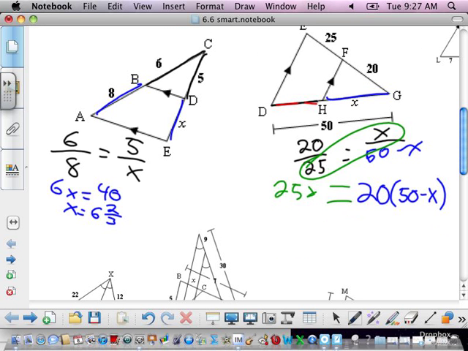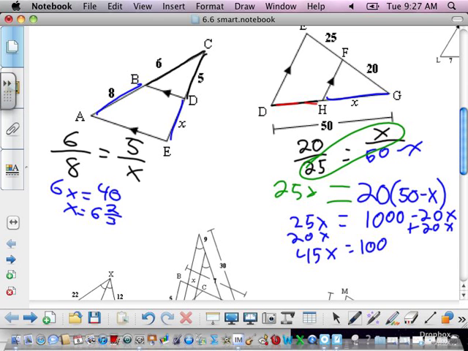And then we're going to go 20 times 50 gives us 1,000 minus 20x equals 25x. I'm going to add 20x to both sides. And I get 45x equals 1,000. And I divide by 45. And I get x equals 22.2 repeating. Yeah? No?